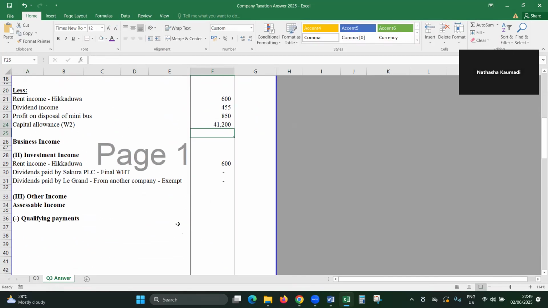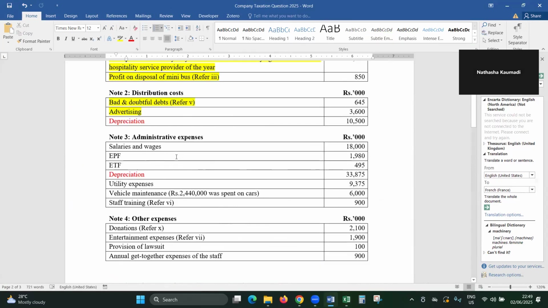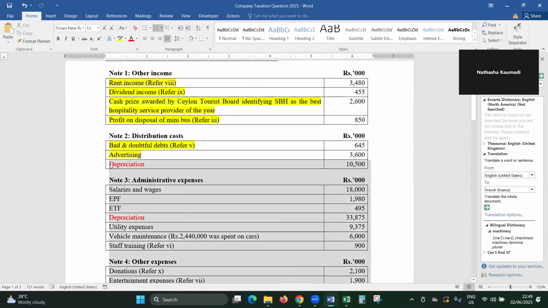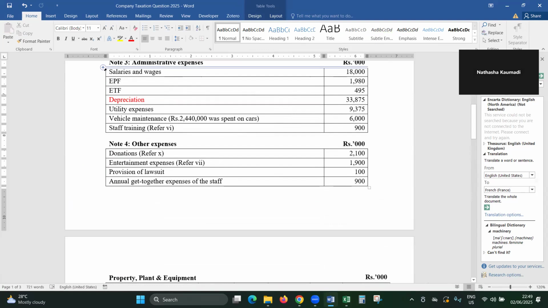Right. Like this. Okay. Now that point is also done. Depreciation we considered. We considered salaries and depreciation now. Utility expenses, that is allowed to deduct: electricity, water and everything that is allowable.